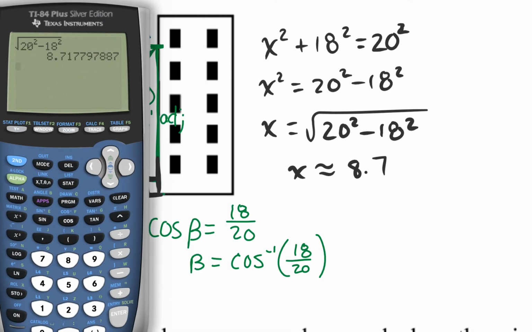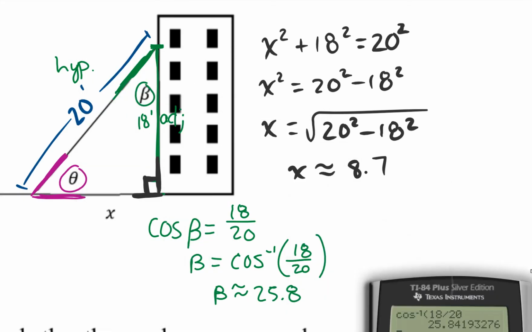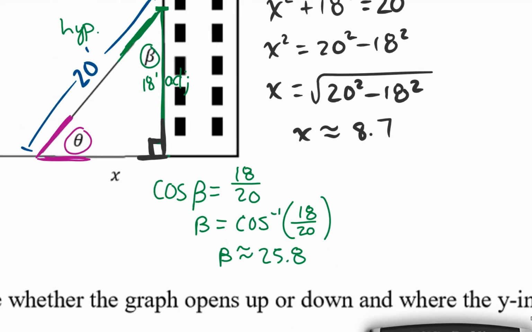So this should be pretty straightforward. I'm getting good at the calculator here. Second inverse cosine, and then it's just 18 divided by 20. And when I do that, I get 25.8. So beta is approximately 25.8 units. Okay, so let's do the same thing for theta, and I'll do it in this purple color.